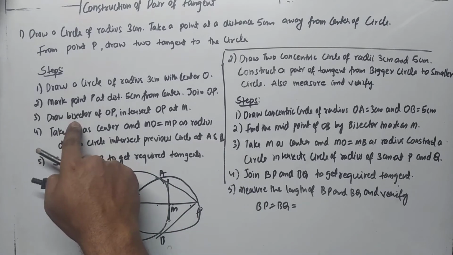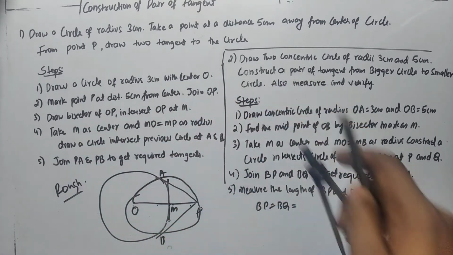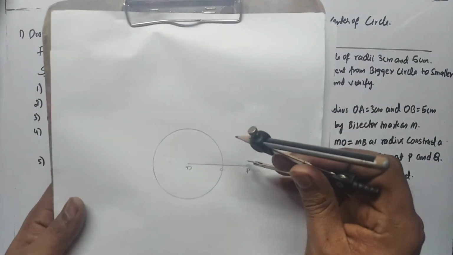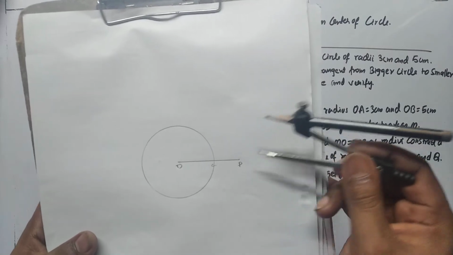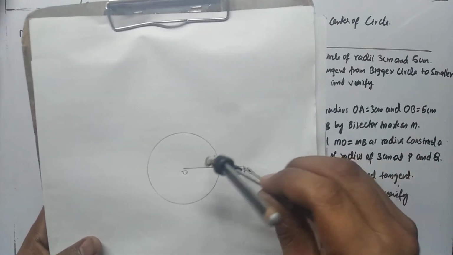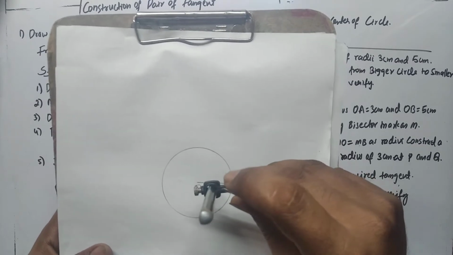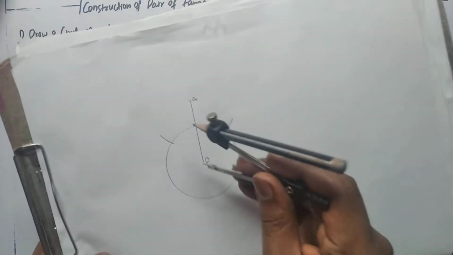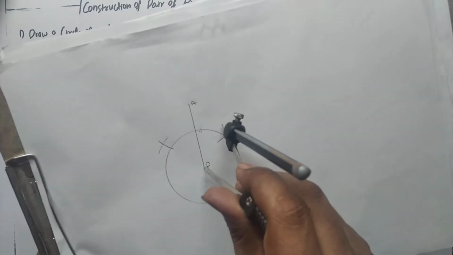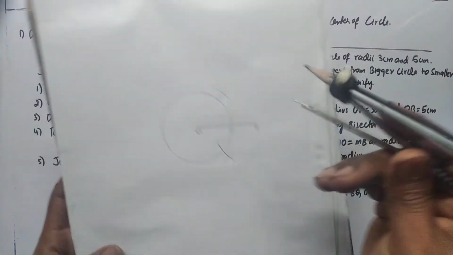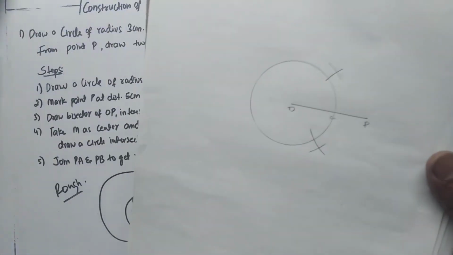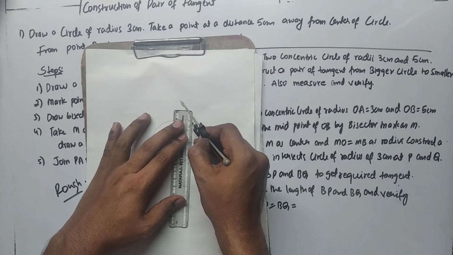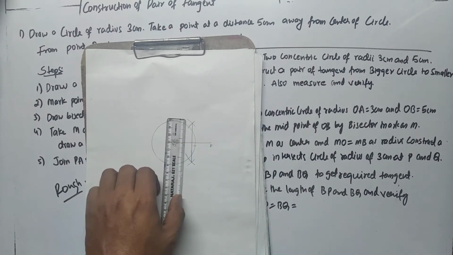Next, draw the bisector of OP, intersecting OP at M. How can you draw the bisector? Take P as center and a radius of more than half of OP, and draw two arcs. Then with O as center and the same measurement as radius, draw the other arcs. These arcs intersect, and you join them.